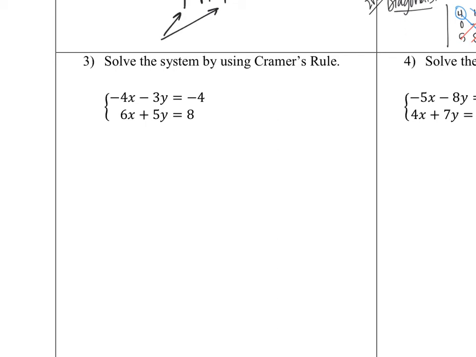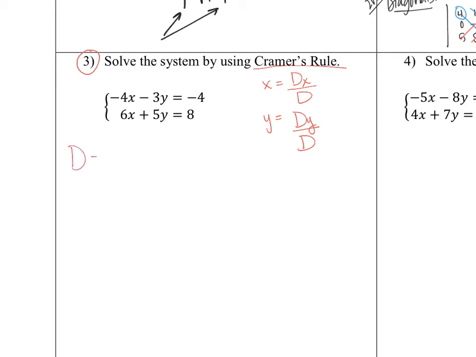Okay, we're going to move to number 3. Now it wants us to solve using Cramer's rule. So Cramer's rule is basically you're finding a few determinants. So this is a 2 by 2 system, so we have to find our x value and our y value. So we're going to look at finding the determinant where we replace the x column with the constants. And then we're going to look at finding the y value where we find the determinant by replacing the y column with the constants. So let's see what those determinants look like.